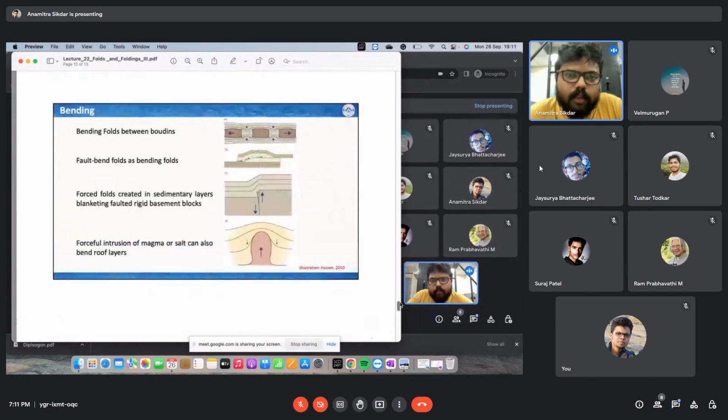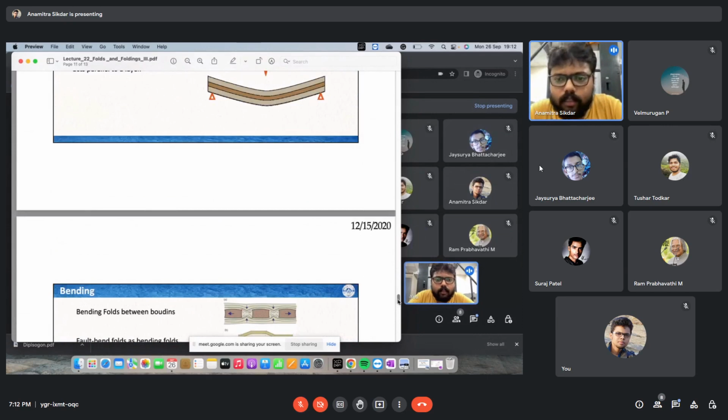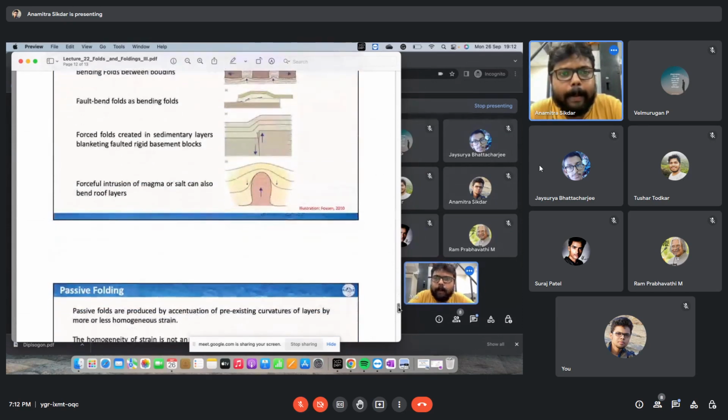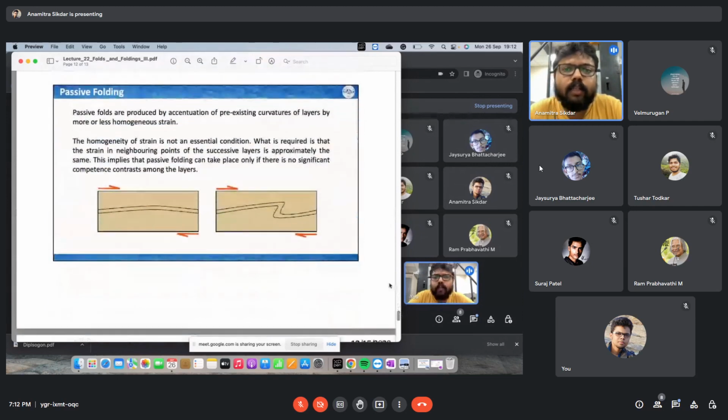And as I said, forceful intrusion of salt domes can bend these things, right? Fault bend folds are not real folds, but these are some kind of folds that you can study. The passive folding, as I said, doesn't really receive any kind of forces. The top part and the bottom part of the layer create drag, and with that you get this kind of folding.